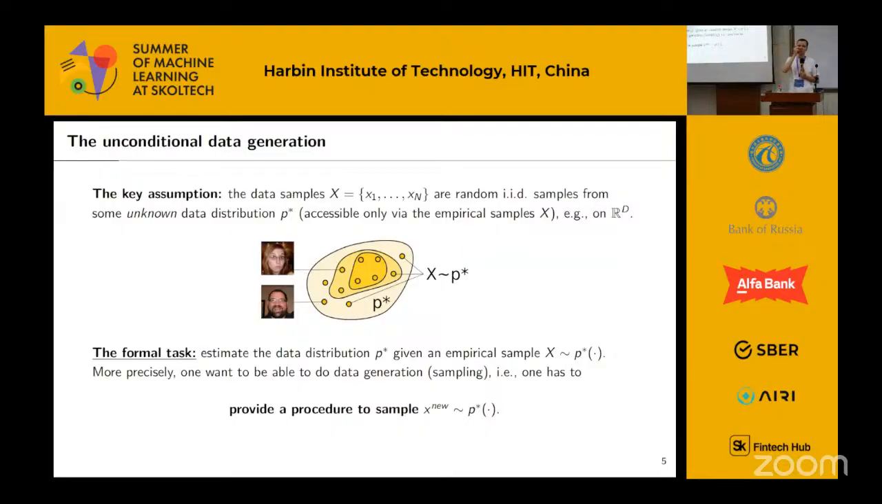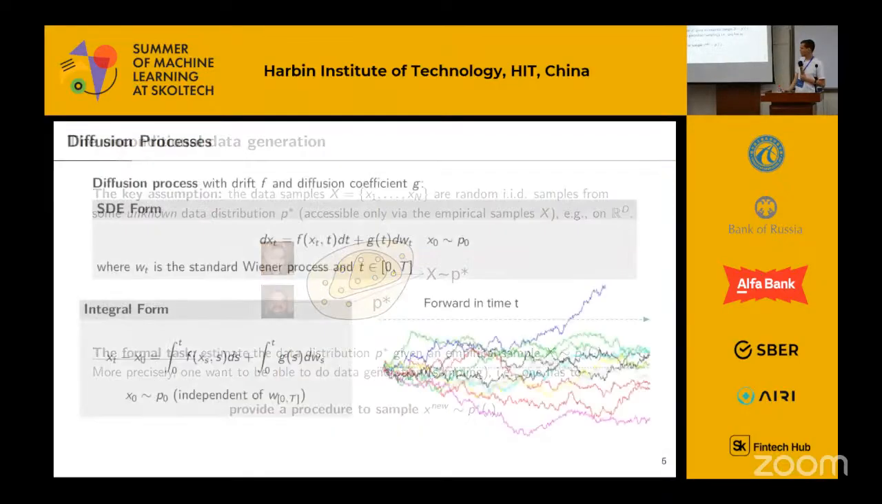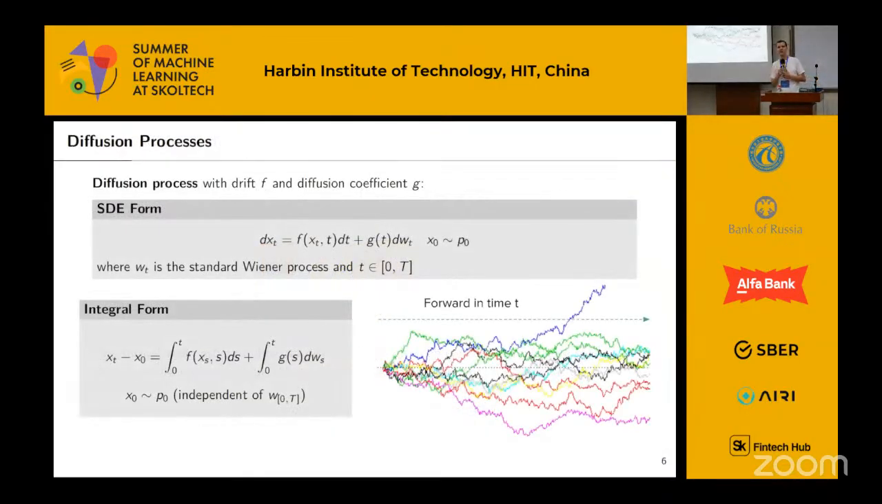So to build a generative model for this distribution, what does this mean? This means that you need to provide a procedure to sample new points from this data distribution based on the points which you have in your available train data set. And as we discussed in the previous lecture, diffusion models are one of the paradigms which nowadays are state-of-the-art methods to solve the generative modeling problem, the problem of unconditional data generation.